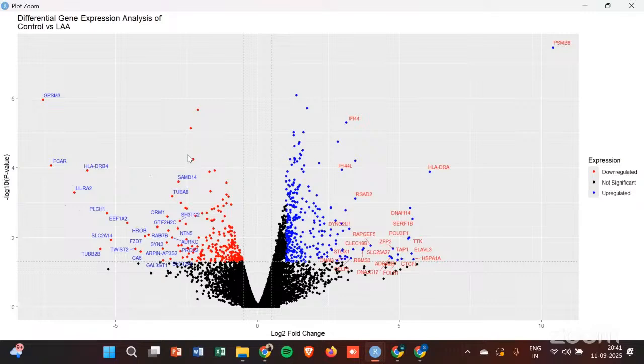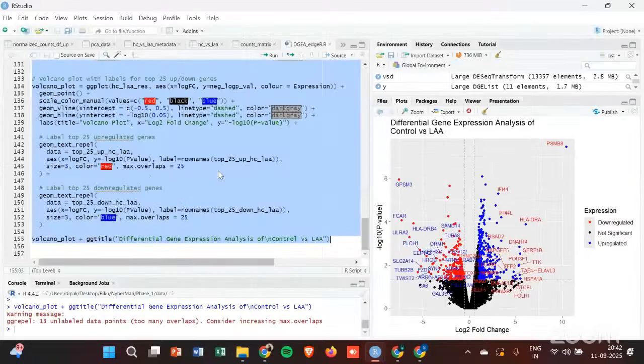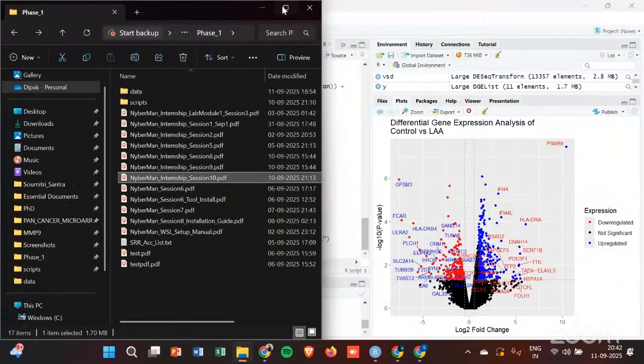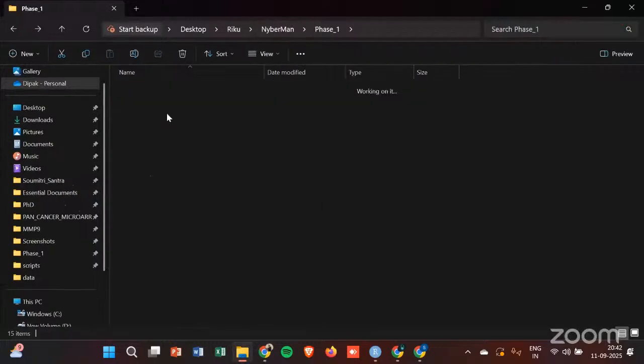Maybe I can provide you the code to do that as well, because these are also very interesting. So you can annotate both based on the top 25 as well as based on your p-value, the ones which are the most significant. So this is how we perform differential gene expression analysis from DSeq2. Finally, you will be left with a table or a file that should be there in your data directory that has all the results.